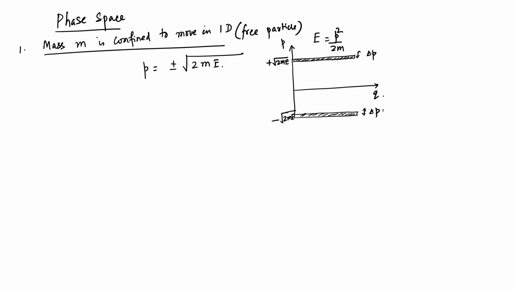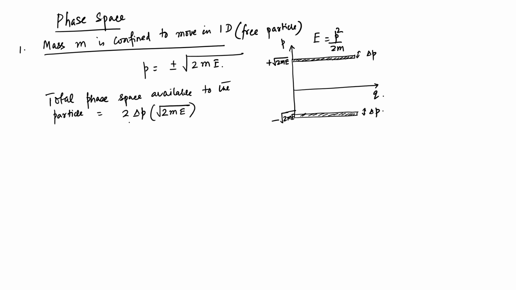And so, the total phase space for this particle, just one particle and that too in one dimension, so things are extremely simple, is equal to 2 times delta p times root 2mE. The 2 you understand, because there are two of them, at plus root 2mE and minus root 2mE, and delta p is the width. So, that shaded area is the phase space that is available to the particle to move in.